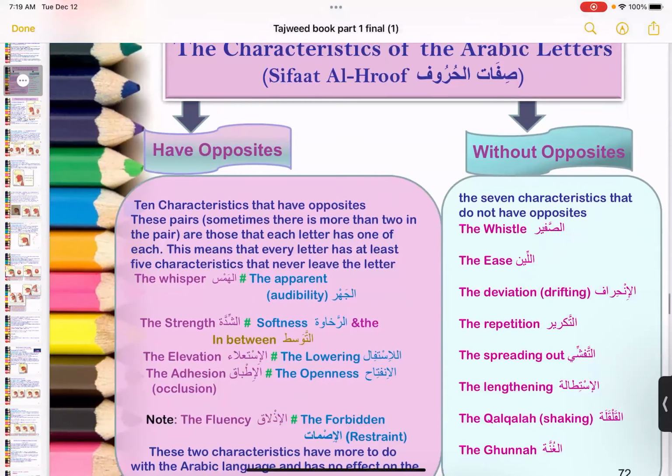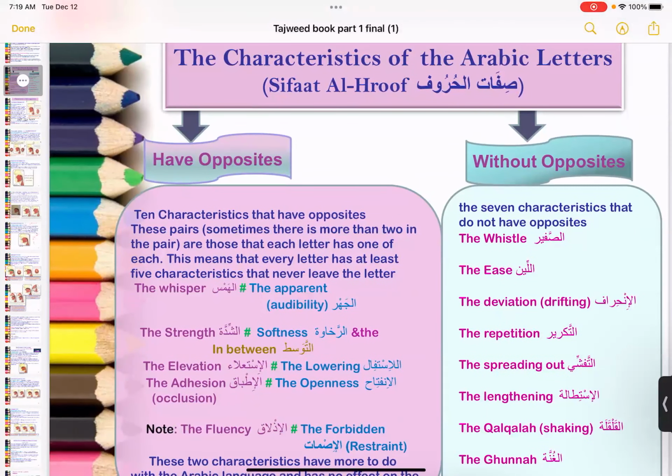So sifat, that is characters of the letters, that have opposites. And then there are those letters that have exclusive characters. Let me give you an example. If you go into a class full of students, and you say, I'm going to separate this class based on their height. Everyone 5 feet and above move to the right, everyone 5 feet and below move to the left.